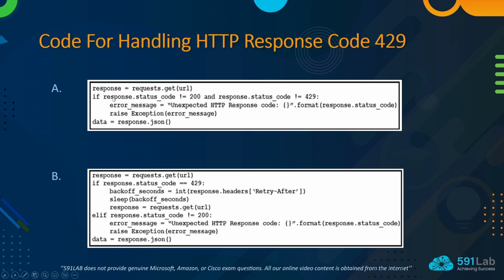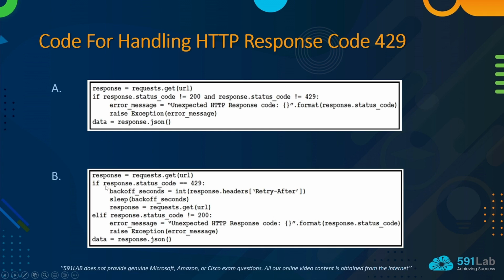Option A: if the response status code is not 200 and also not 429, then raise the exception. So I think it is the same as the basic code, and so it is not the correct answer for this question.